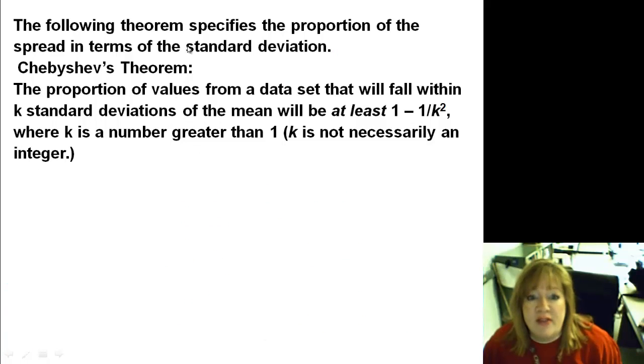Alright, the following theorem specifies the proportion of the spread in terms of the standard deviation. It's called Chebyshev's theorem. The proportion of values from a data set will fall within k standard deviations. So this is the number of standard deviations, not the standard deviation itself, where k is a number greater than 1. K is not necessarily an integer.